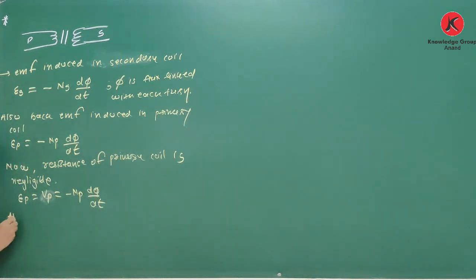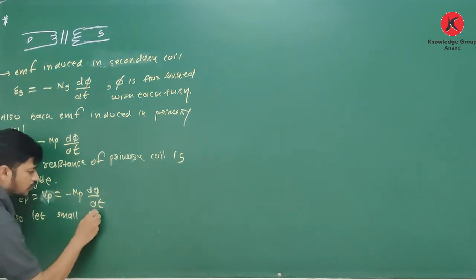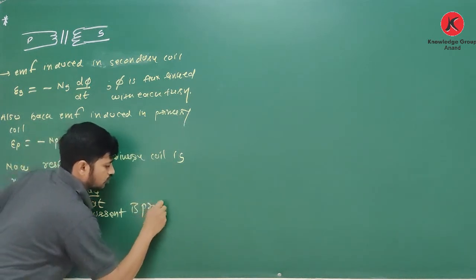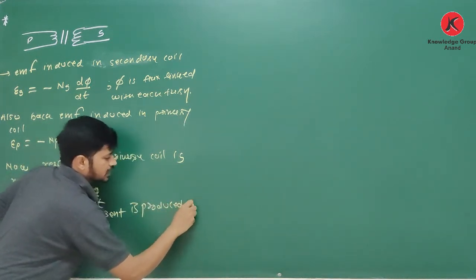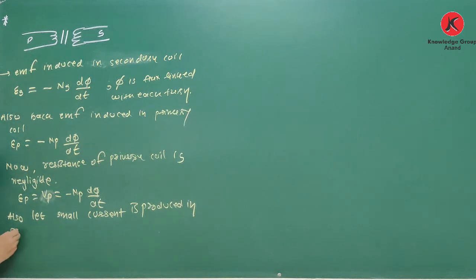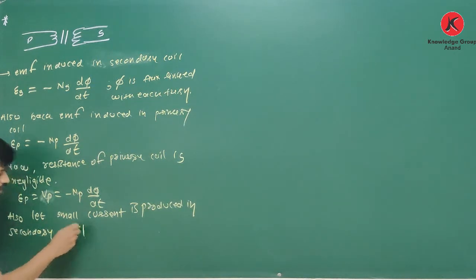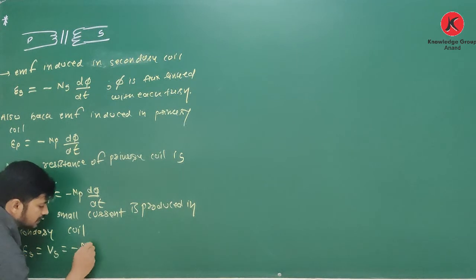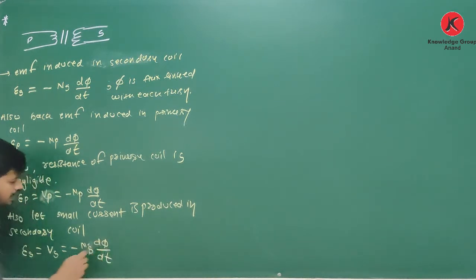Also, let small current is produced in secondary coil. So again, yes, here ES is equal to VS and here it is minus NS d phi upon dt.